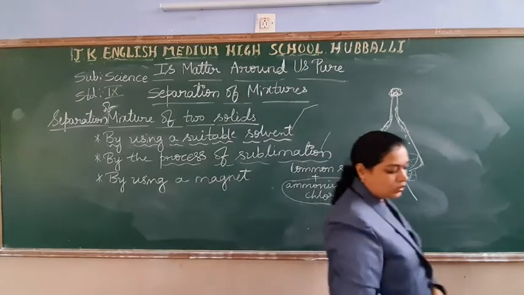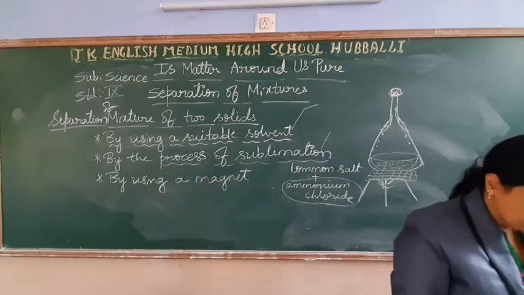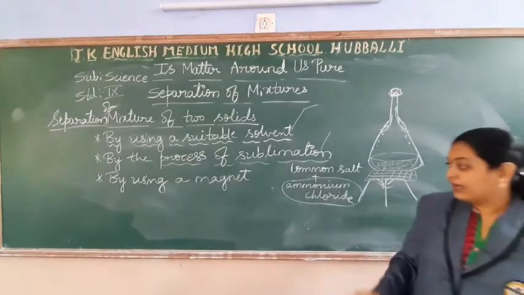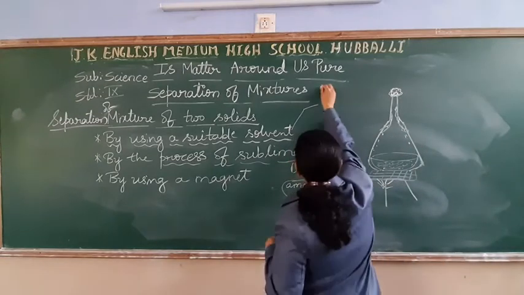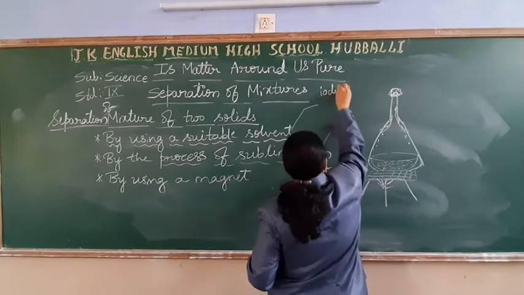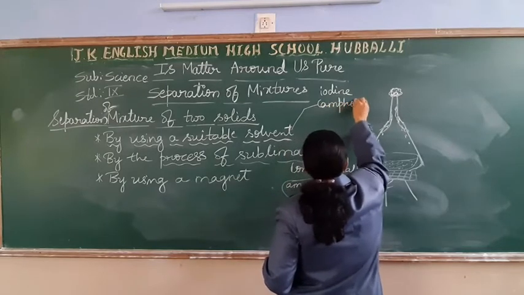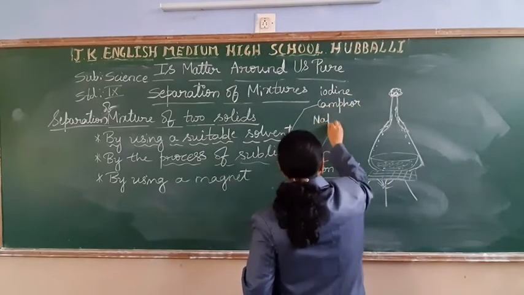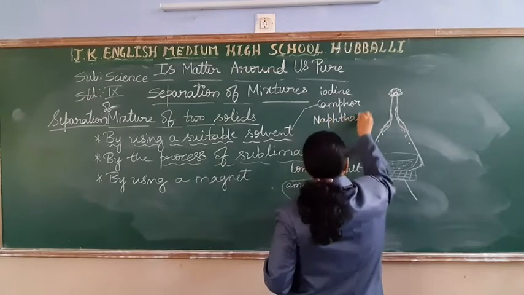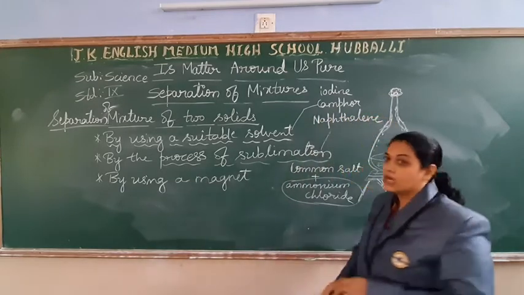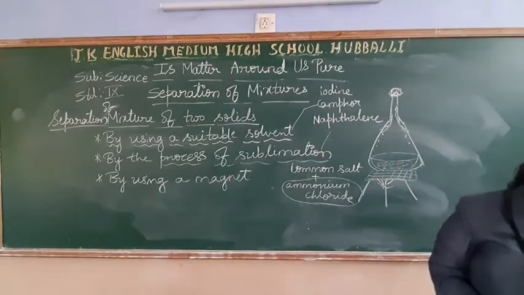So there are so many good sublimates, students, like ammonium chloride. It may be iodine, camphor, naphthalene.